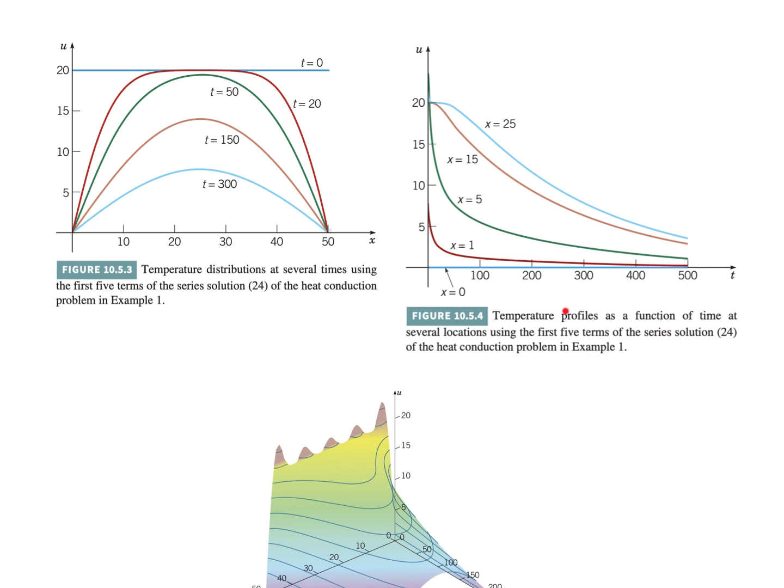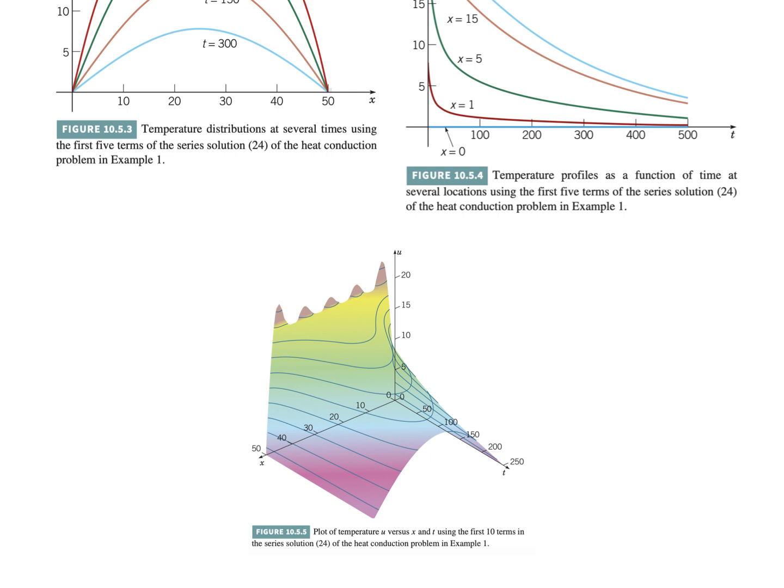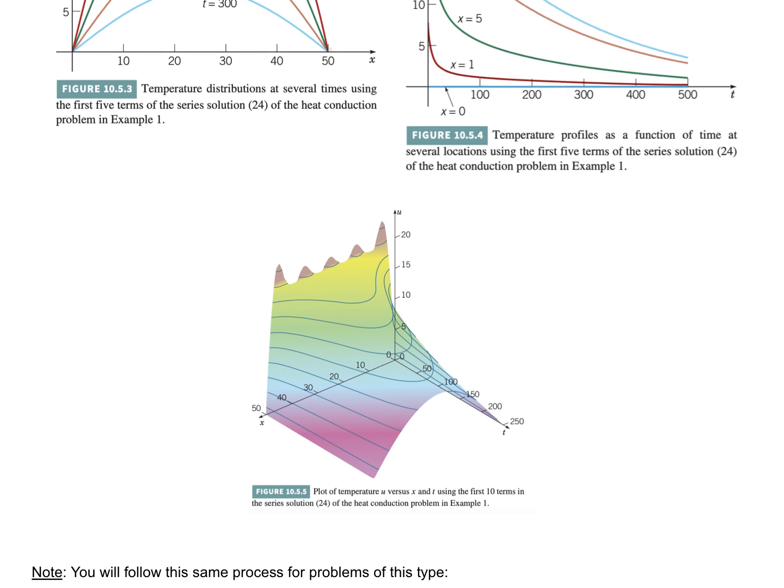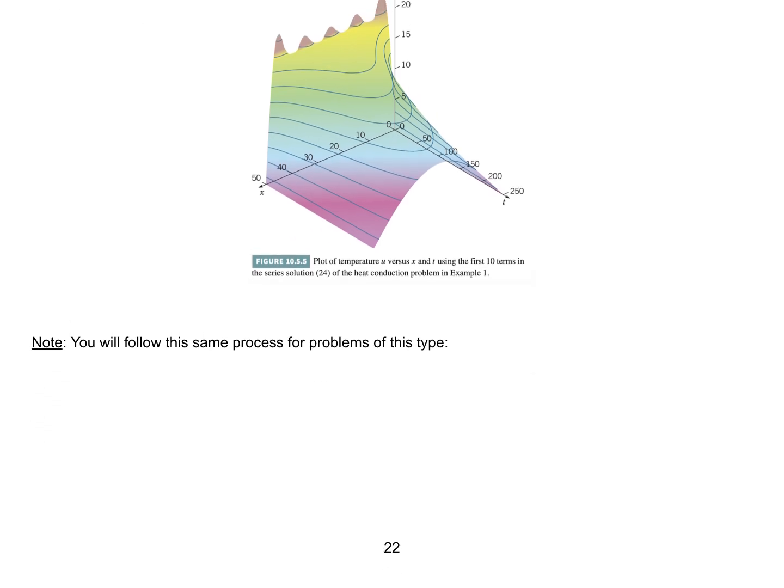Now, similar idea over here. This time we have temperature profiles as a function of time at several different locations. So in this case, this x equals 25 is a position 25, and here is our time. So as time is going on, here's our temperature. As time is going on at this position, the temperature is decreasing. And in fact, at all of the positions, the temperature is decreasing. And this right here is the plot of temperature. And then this note at the bottom we already wrote on the previous page, so I'm not going to rewrite it.